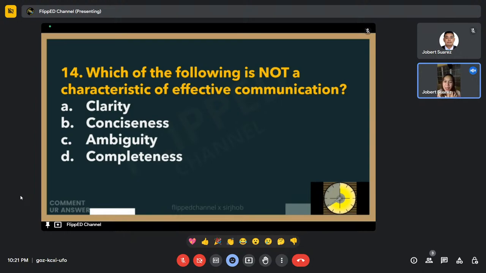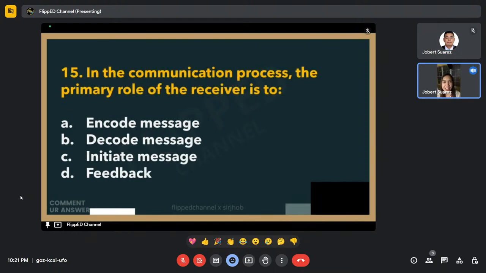Okay, number 14. Time's up. The correct answer for number 14 is letter C, ang dignity. Perfect. Tama yung mga nasa comment section. Nakikita ko yung mga sagot niya. Very good. Number 15. In the communication process, the primary role of the receiver is to A, B, C, or D.